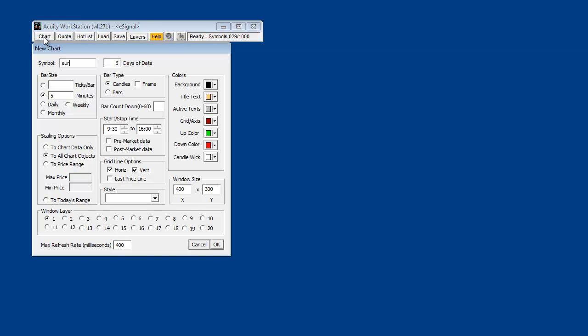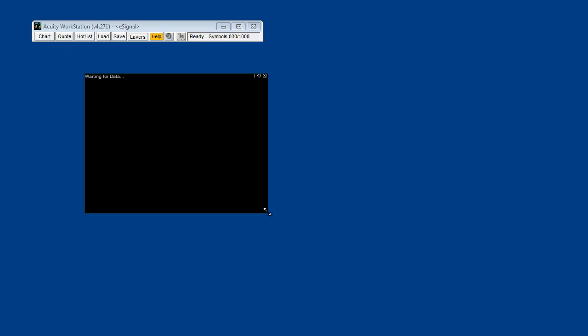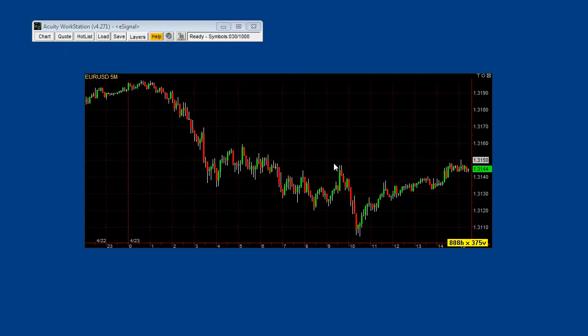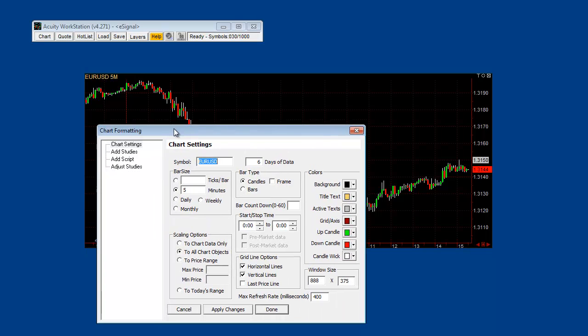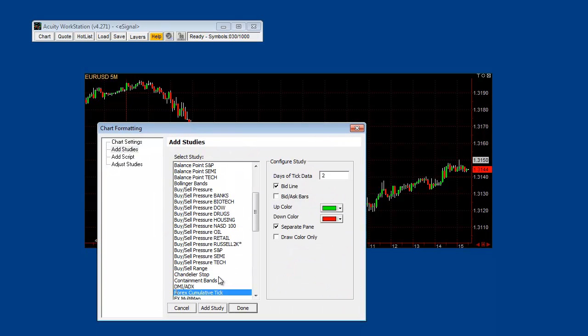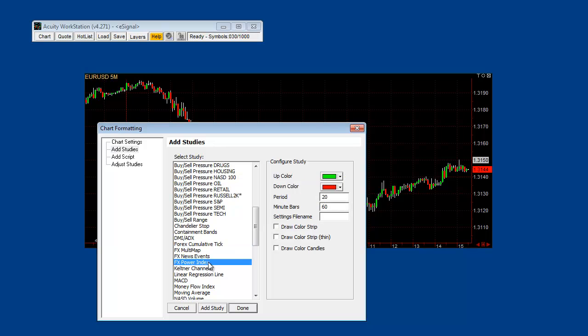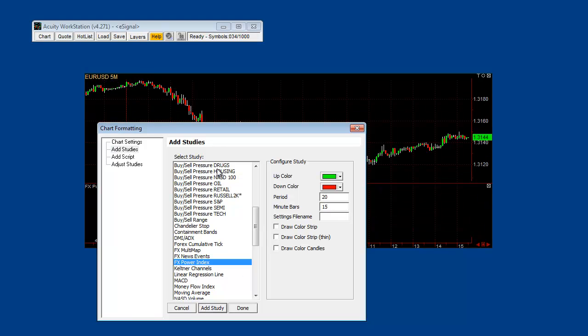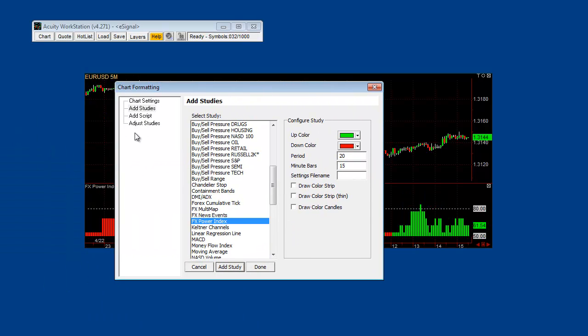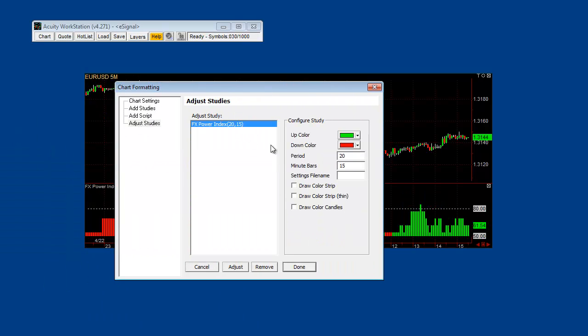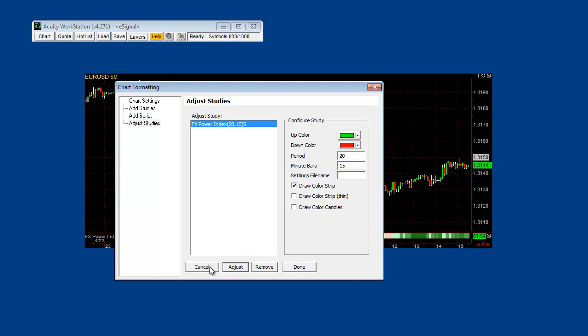In this new version of the software, we've enhanced our FX power index. So when you add a chart, you right-click to add the indicator, add studies, FX power index. This is what it looked like in the past. This tool shows us what percentage of currencies are above or below the 15-minute bars 20-period average. It has histogram format. Many of us like to use it in the power strip, color strip on the bottom.